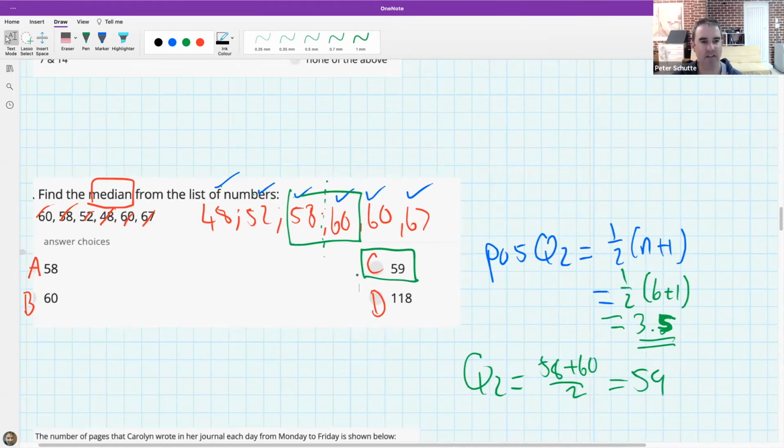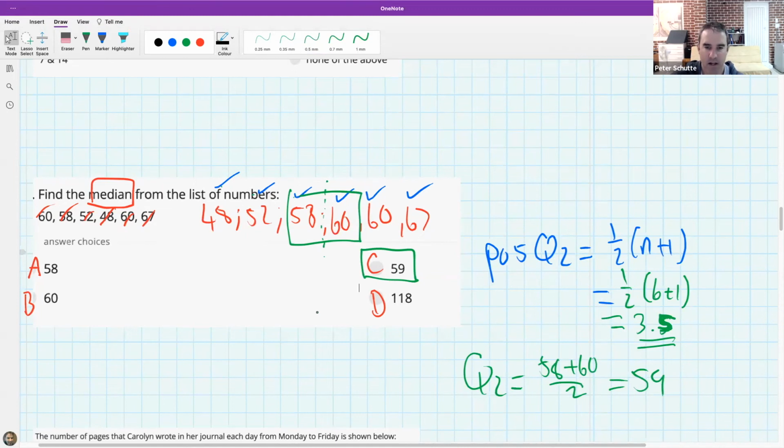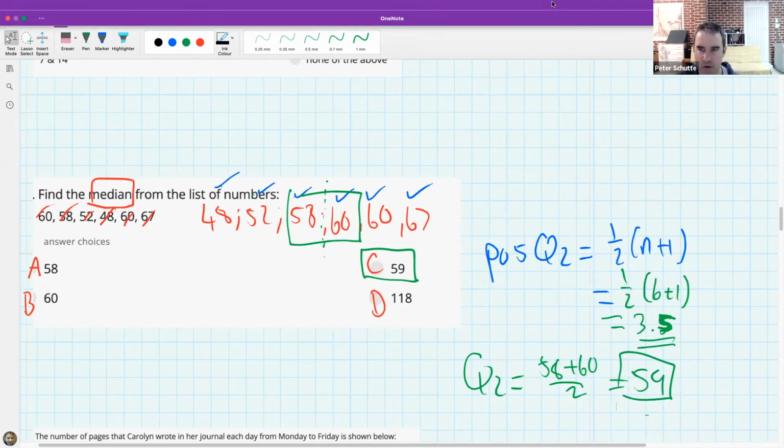So take a moment to understand that. I want to ask for questions from the class if that's not clear to you. We first wrote the data from smallest to biggest because we were finding the median. And then we used the position formula to find the position. The position was a fraction, and so it's between positions 3 and 4. So what we did was we added the values at position 3 and 4 together, and we divided by 2, and we got 59. Are there any questions about that?